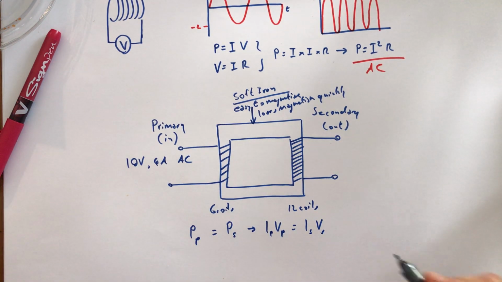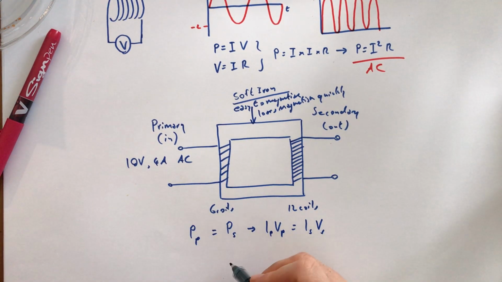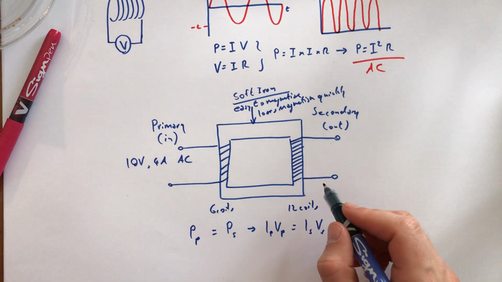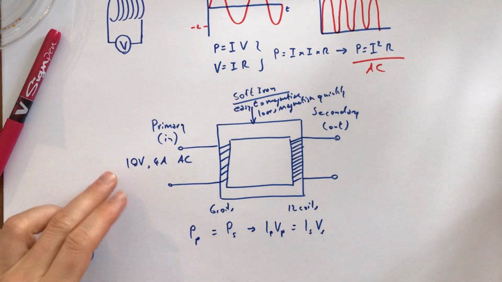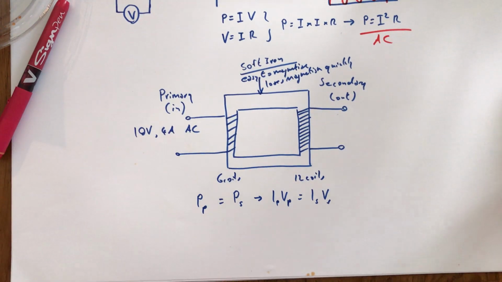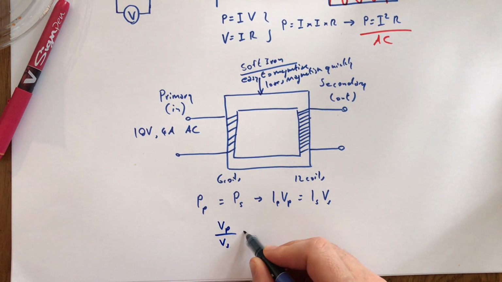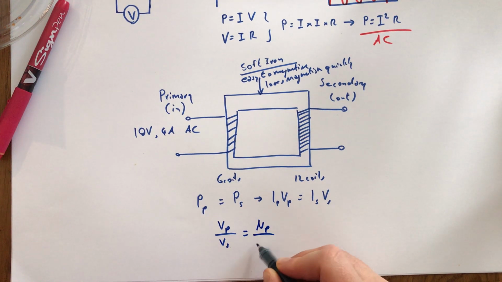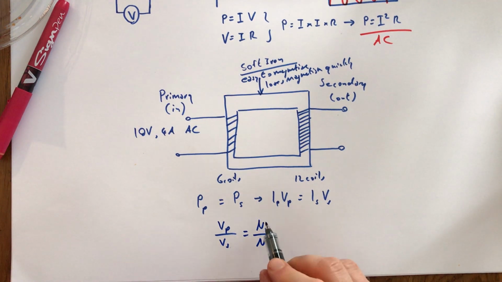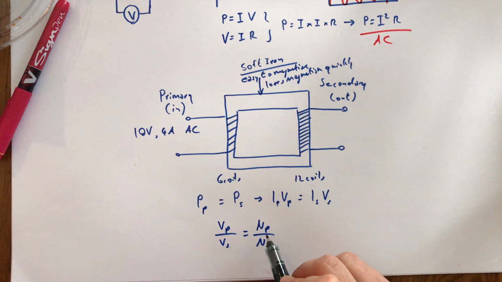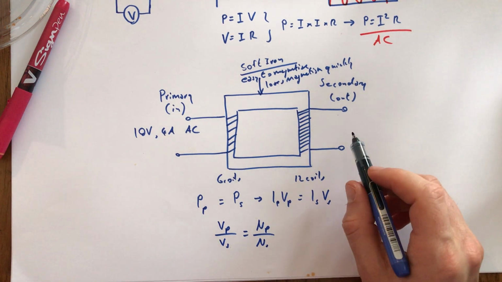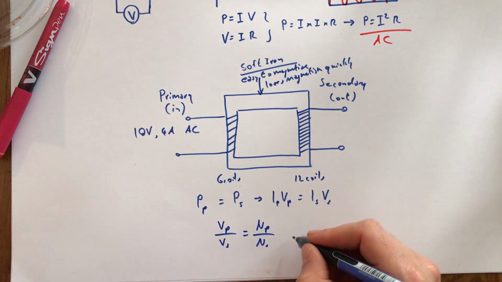What we can also say is the ratio of voltages should be equal to the ratio of the coils. So for example, VP over VS should be equal to NP over NS. And using this, we can actually find out what the voltage would be on that side. So let's put in the information we've got.